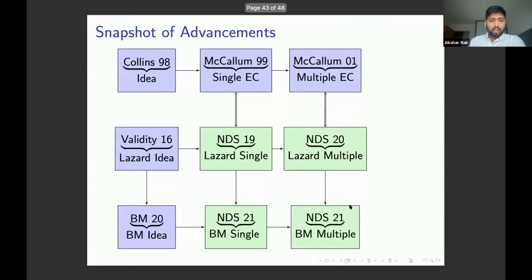To give you a snapshot of everything that we've done so far, we had Collins' initial idea, McCallum's single equation constraint derived from Collins 98, and then McCallum's multiple equation constraints derived from 99. This should be validity 19, which was Lazard's idea, which gave birth to our Lazard's single equation constraint and our Lazard's multiple equation constraint. Then we had Brown McCallum's idea, which was derived from Lazard's idea, and we gave rise to Brown McCallum single and Brown McCallum multiple.